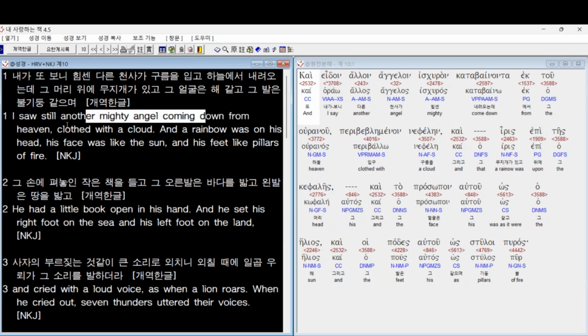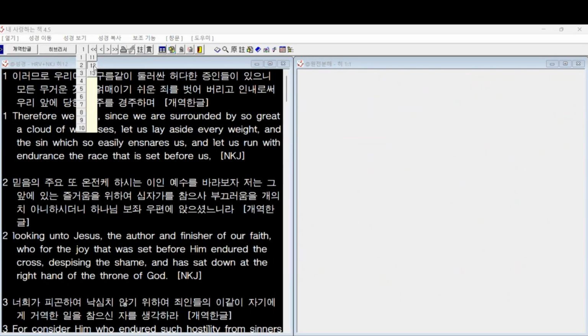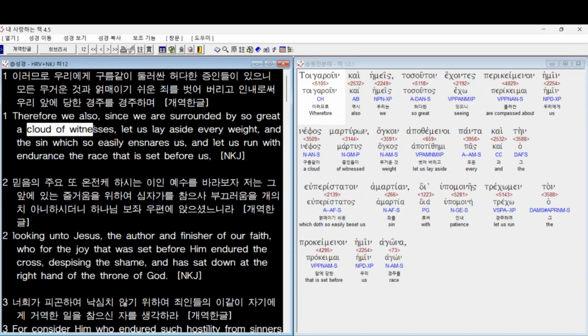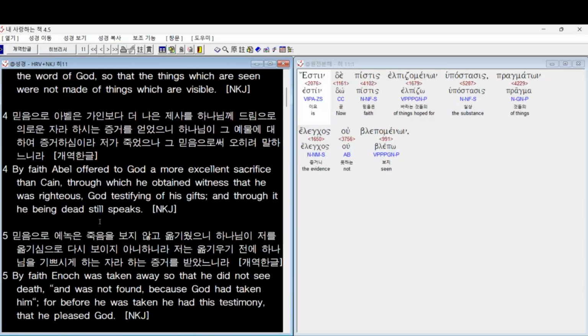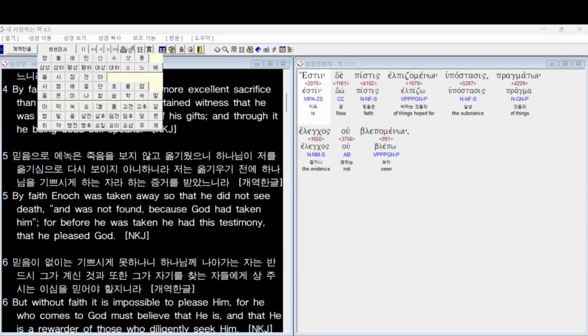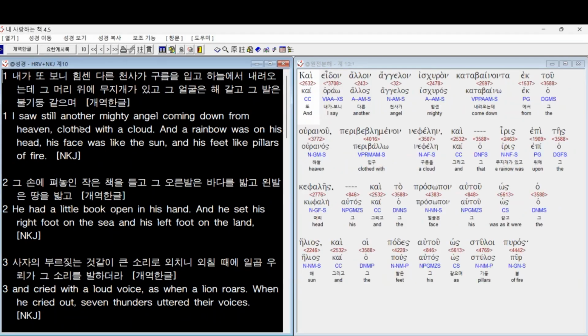So he's coming down from heaven clothed with a cloud. This cloud is the faithful witness. We already learned that, right? We went to Hebrews chapter 12. Therefore, we also, since we are surrounded by so great a cloud of witnesses, who by faith Abel, by faith Enoch, all those cloud of witnesses. Go back to the book of Revelation chapter 10.